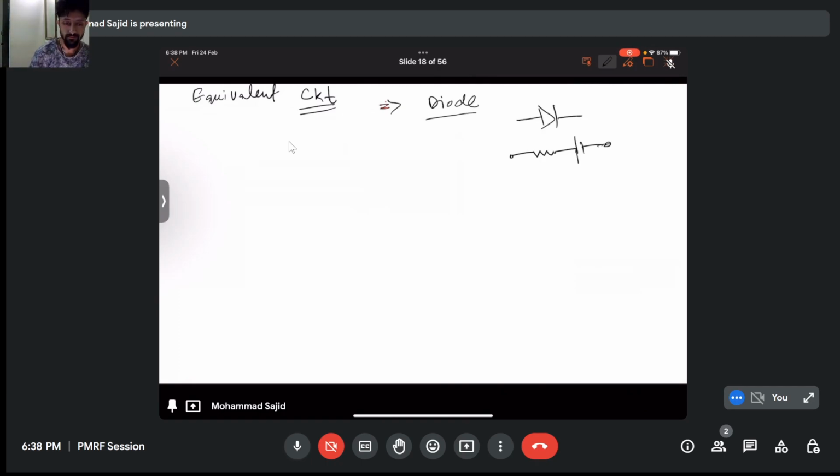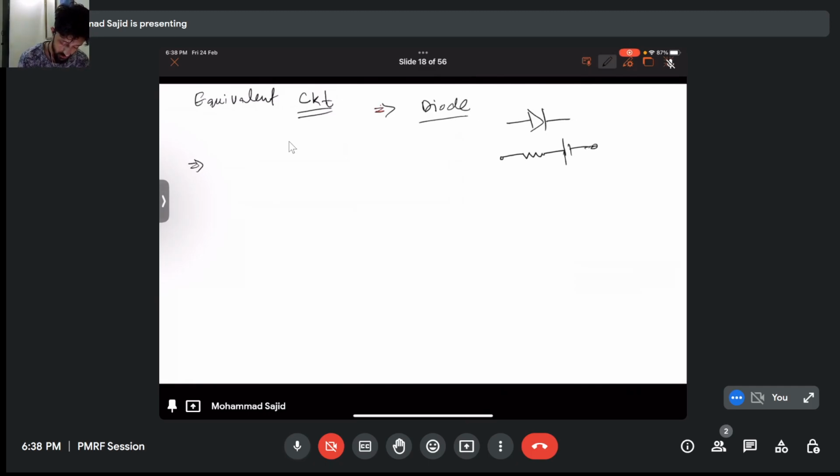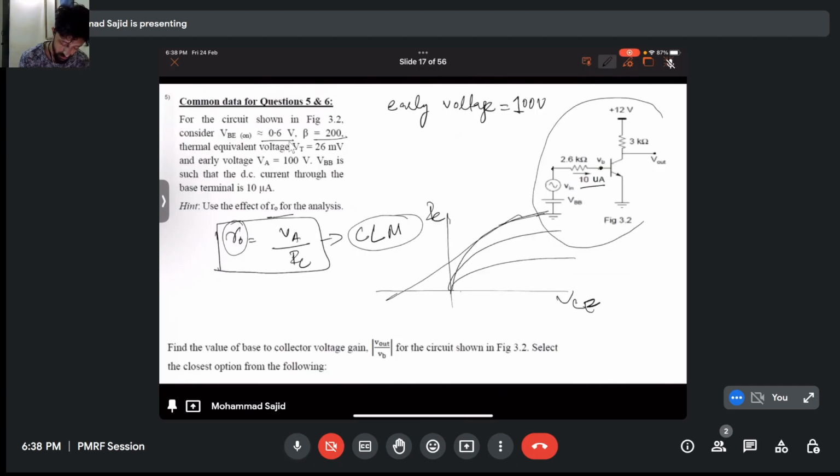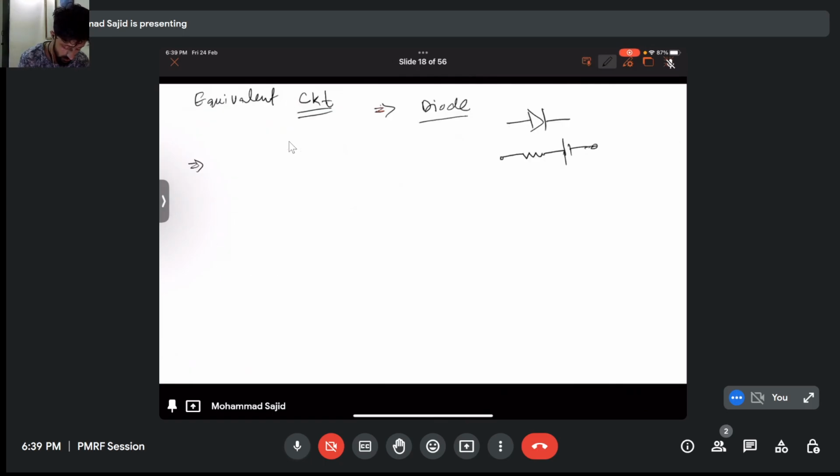Similarly, we can have an equivalent circuit for BJT, for MOSFETs as well. So here, for this circuit, let's just draw the equivalent circuit. What you do in drawing the equivalent circuit is note down three nodes. It's a three terminal device. You note down three nodes.